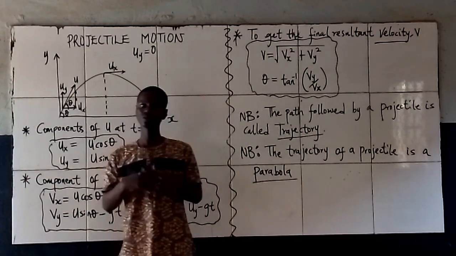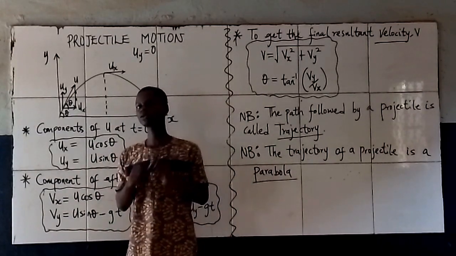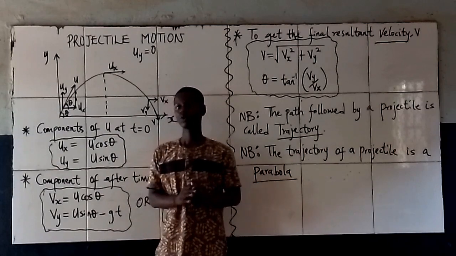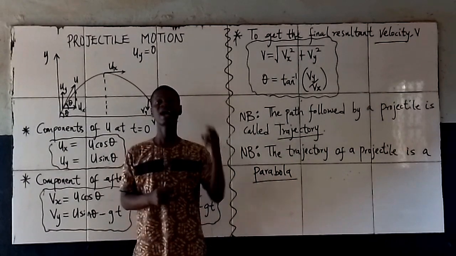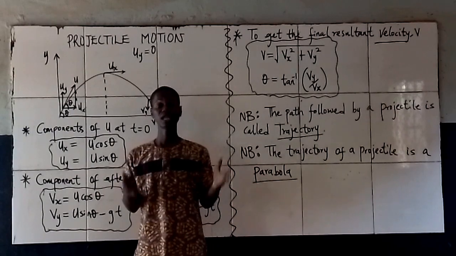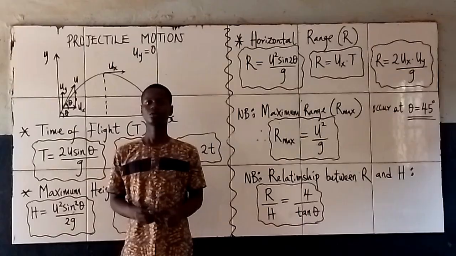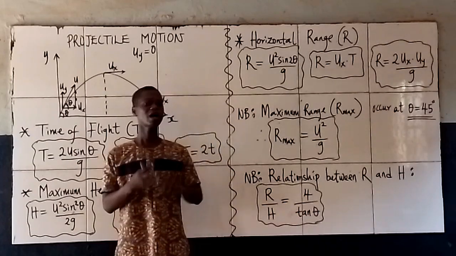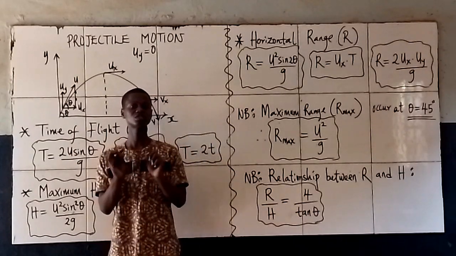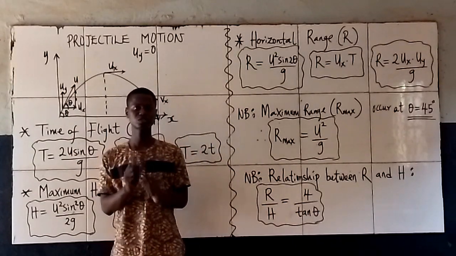So guys, now we know this at the back of our mind. I will be taking us to something a bit different. We'll be talking about what is called time of flight, maximum height, and horizontal range. So let's have that now. So about now guys, we shall be talking about time of flight, maximum height, and horizontal range. So without wasting your time, let's get started.